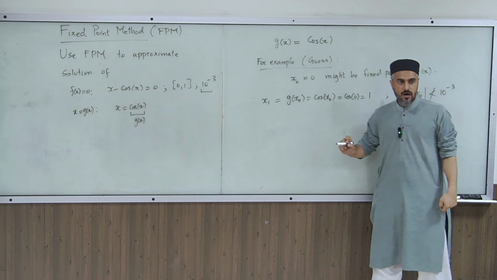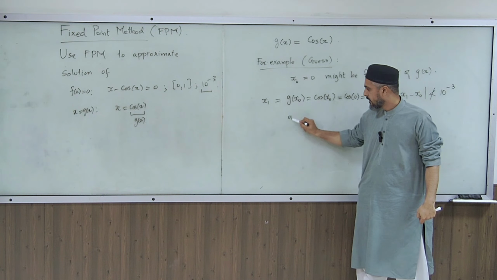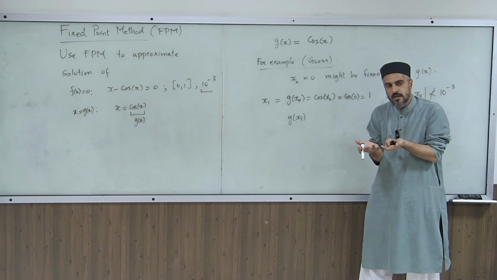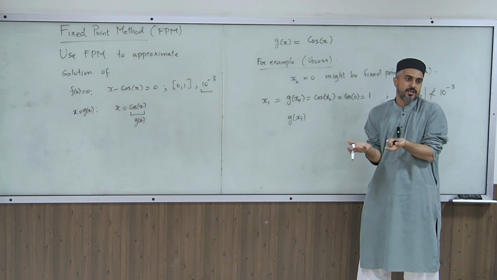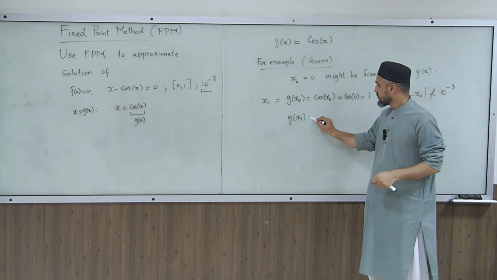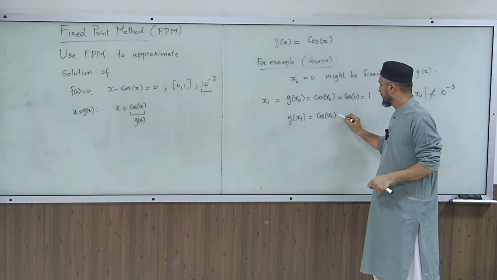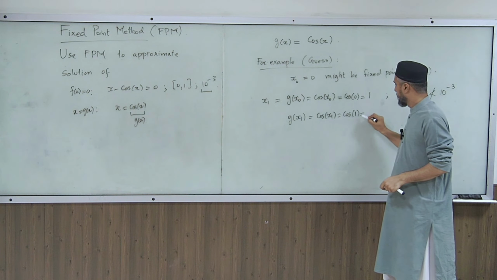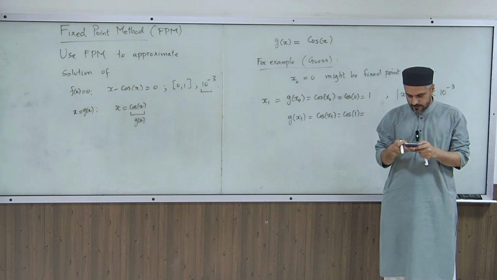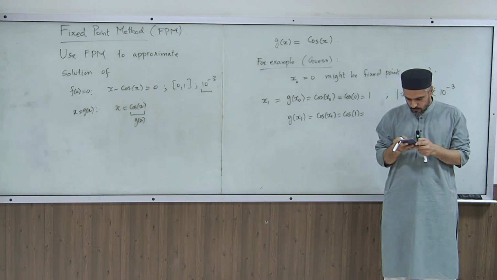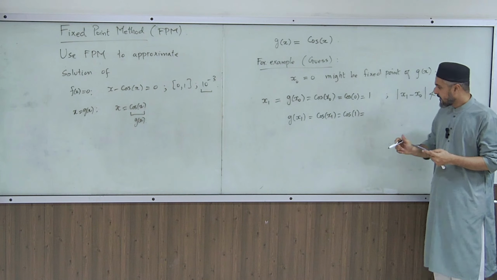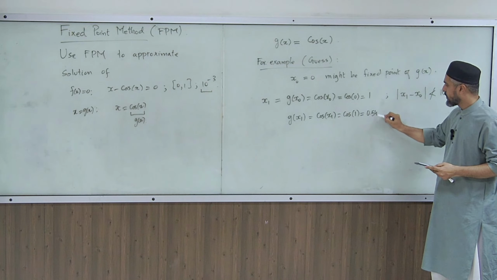So now I'm going to find g of x1, because I have used the value 0, which was my initial guess. The updated value that I got is 1, which is x1. So cos x1 is cos 1. If I use the calculator, which mode of the calculator do I have to use? Radians or degrees? Radians. Use the radians mode, please. So it's 0.5403.